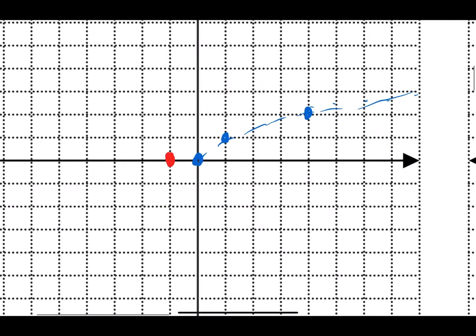So from the origin, we're supposed to have 1, 1. We're supposed to have 4, 2, so 1, 2, 3, 4, up 2. I don't know if these intersect. They probably shouldn't. And that's good enough. Something like that.